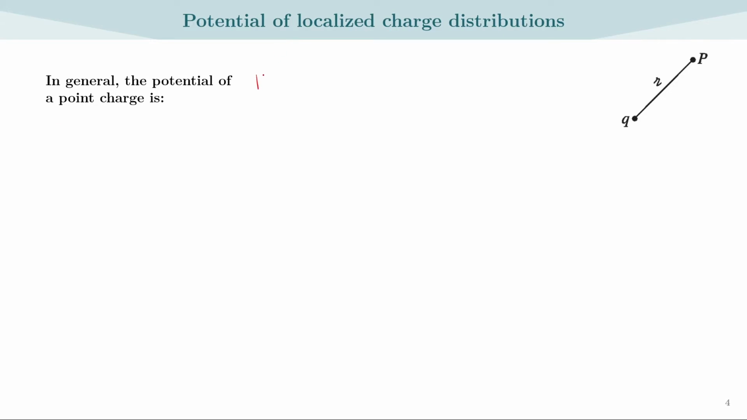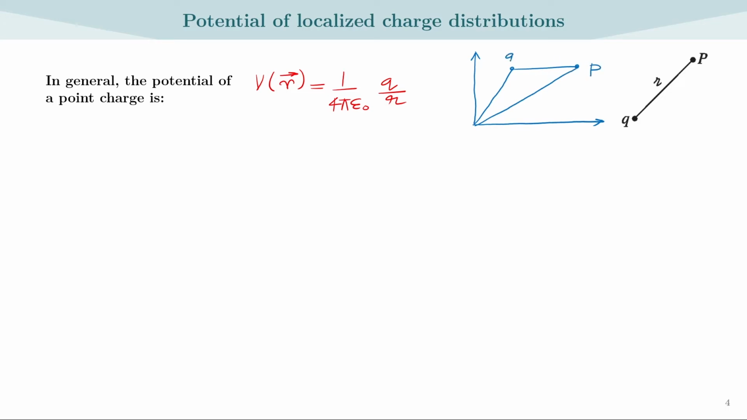In general, the potential of a point charge q is V(r) equals 1 over 4 pi epsilon 0 q over script r. As always, script r is the distance from q to P. If you remember, this has been the convention that we have been following for the position vector of charge q and point P.